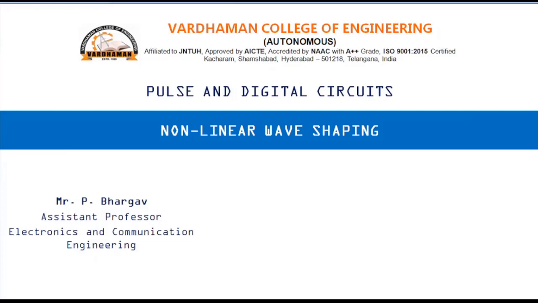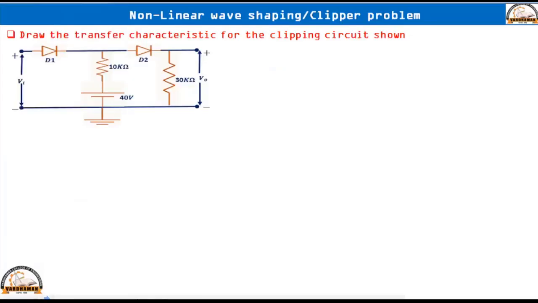Hello everyone, in this video we are going to see a problem on clipper operation. Draw the transfer characteristic for the clipper circuit shown. This is the clipper circuit they have given. By changing the input voltage, the output voltage will be changing, and by seeing the circuit itself we can tell it is a clipper circuit, and we need to draw the transfer characteristics.